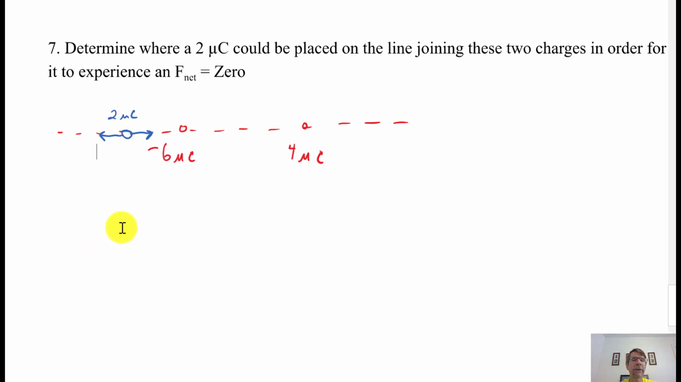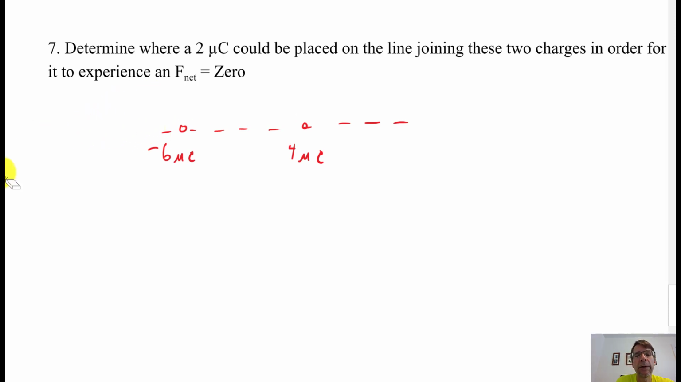The only thing is, if you think through this, the attraction arrow, the one to the right, is always going to be larger. It can't be smaller, for two reasons: it's closer to the 6, which makes it stronger, and the 6 is bigger than the 4. So the leftward force can never match the rightward force. There's no way those two forces can cancel, because the 6 microcoulomb charge will dominate in the application of a force to the 2 microcoulomb. So the 2 microcoulomb charge can't be to the left of that charge.